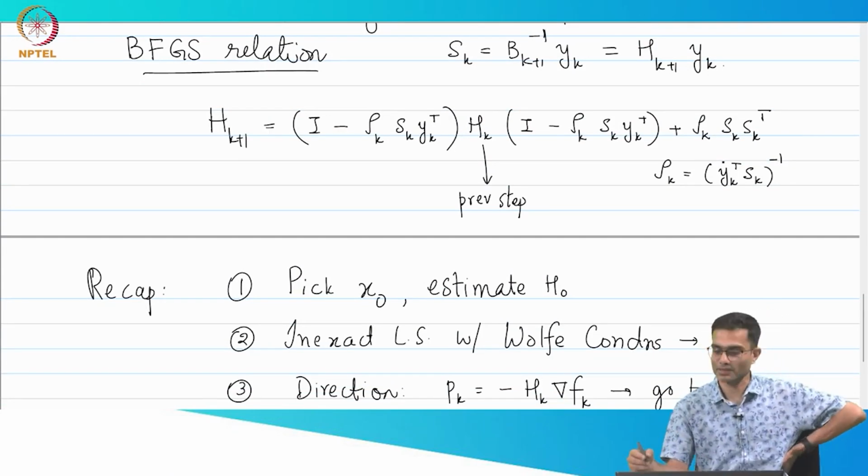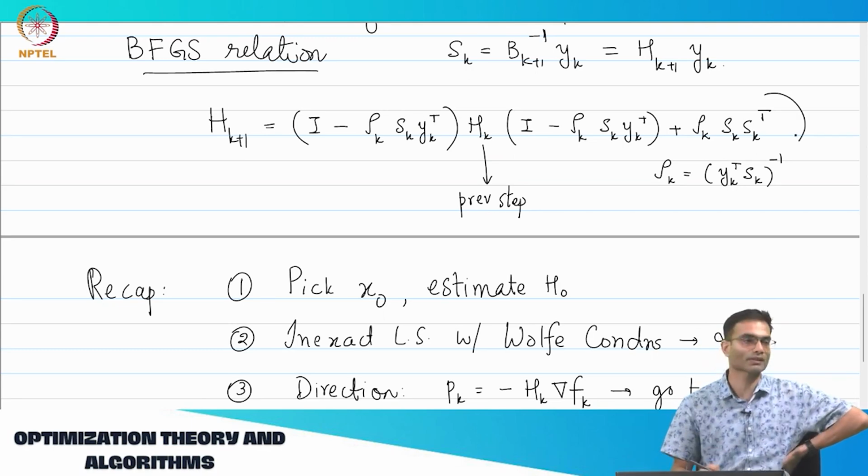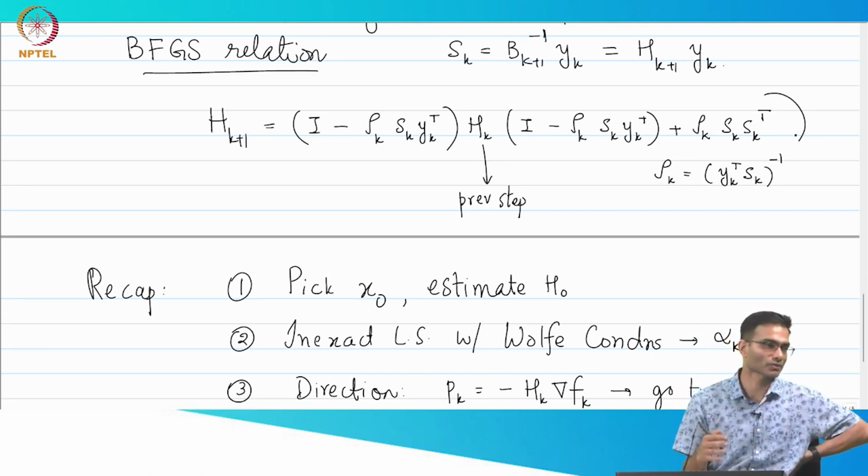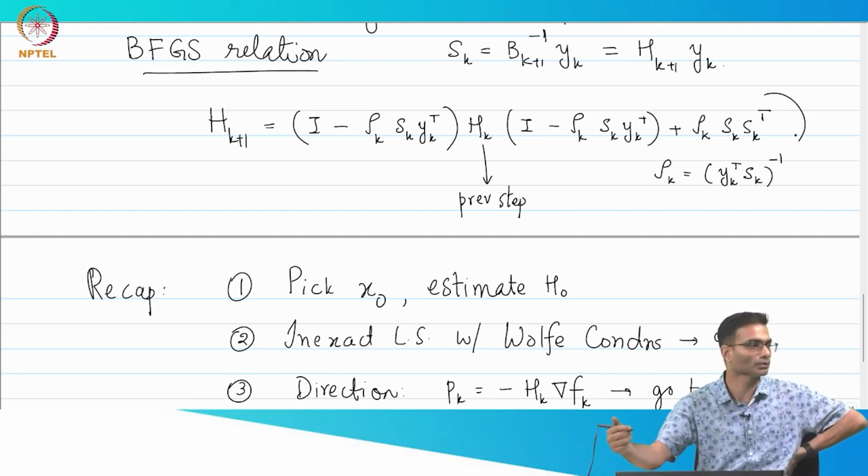Quick check. What is sk transpose? Scalar vector matrix, rank 1 matrix, right? And so this entire expression is a matrix. So given the previous Hk, I can update this, calculate the new H, and move on.